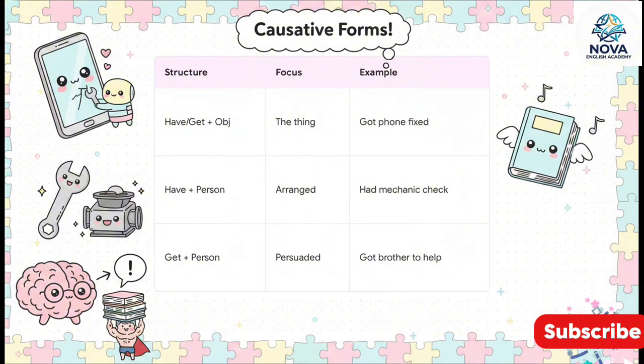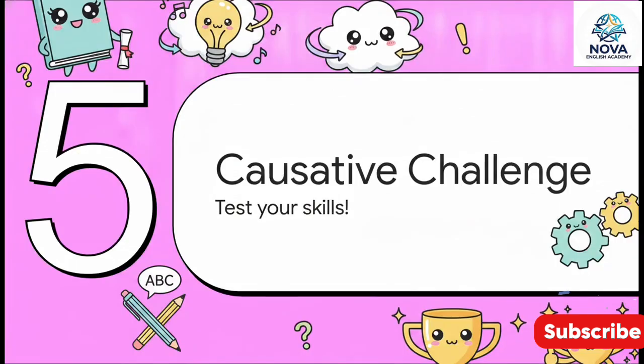I want you to take a mental screenshot of this definitive cheat sheet right now. It perfectly summarizes the main structures of our entire delegation playbook. If your focus is on the thing being fixed, I got my phone fixed. If your focus is on the person doing the job, it's I had the mechanic check it versus I got the mechanic to check it. Honestly, if you can remember these rules, you will never make a causative mistake again. Section 5, the ultimate causative challenge.